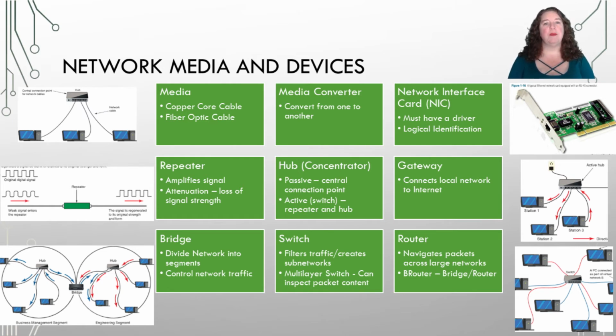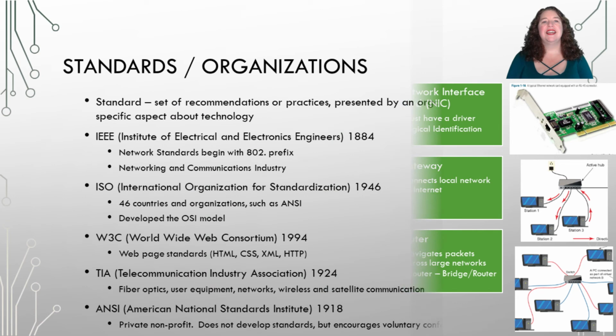It can navigate how packets get from one point to another. So this is a way to get something from one subsection to another subsection, so large networks. Under the router, there is also the concept of a B router, or brouter, if you want to go with that, which is a bridge and a router together. So a B router takes the bridge ability to divide the network into segments and try to control that traffic along with the navigation in one device. Like I said, we like to combine things.